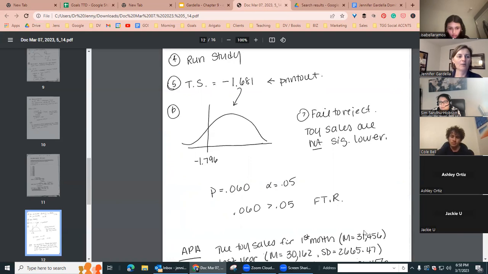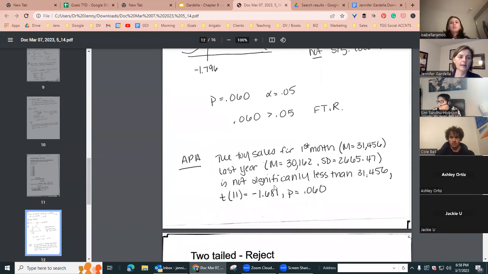So our p-value is greater than 0.05, so we fail to reject. When we fail to reject, we do not do confidence intervals, we do not do effect size, we write it up in APA style just because I'm making you, and we move on.